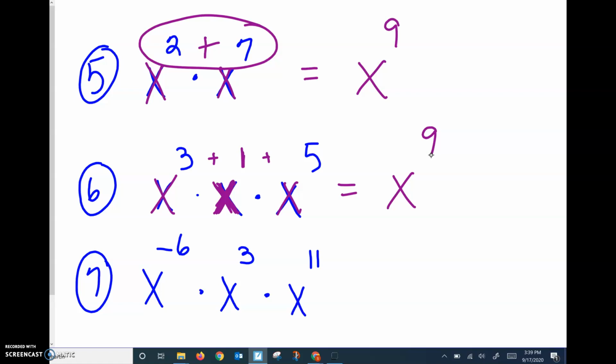All right, number 7, what do we have here? Bases, x, x, x. Your bases are the same. Keep the base. Keep that x. Now we're going to add our exponents. So negative 6 plus 3 is going to be a negative 3, and negative 3 plus 11 is 8. And if integers are difficult for you, can you grab your calculator and just do negative 6 plus 3 plus 11? So you can go ahead and do that. All right, what was the rule? Keep the base, add the exponents.